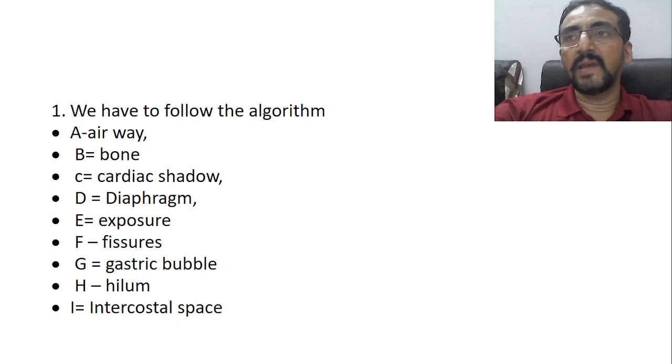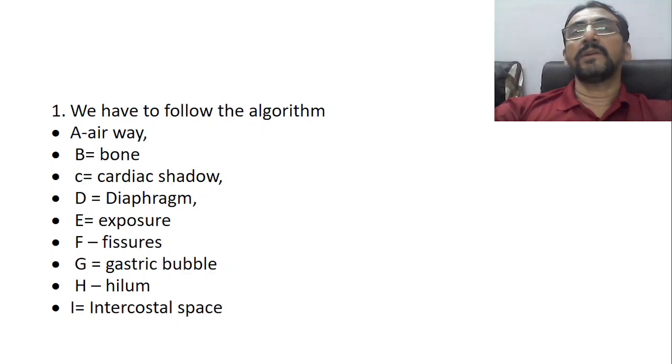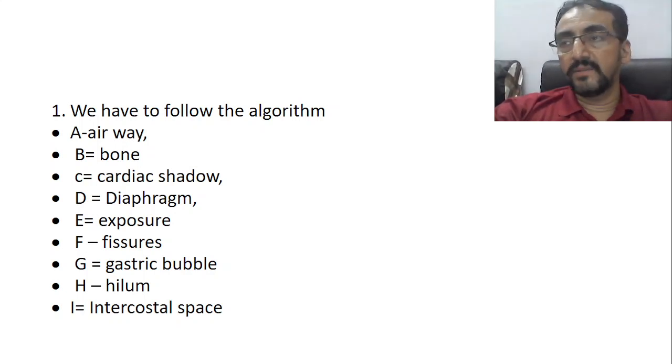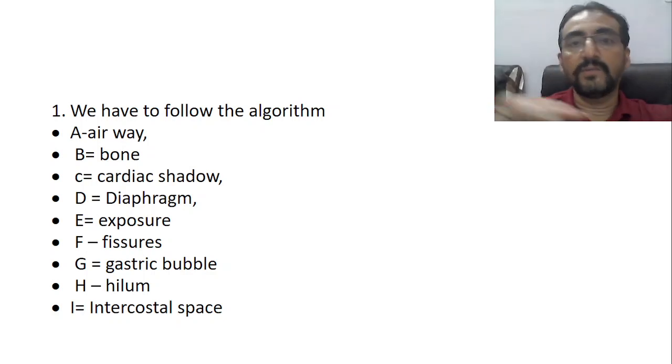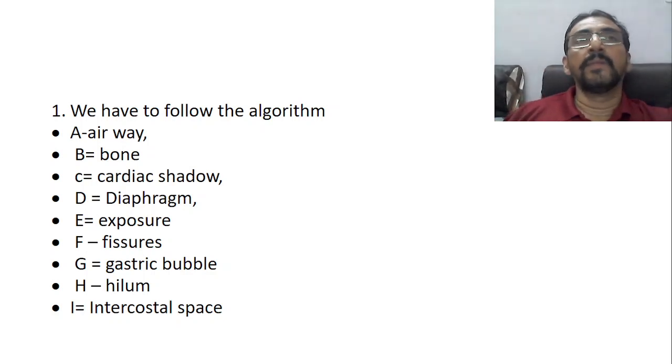You have to look into the airway. Airway means bronchus, trachea, bronchial trees, bronchovesicular marking. Then B stands for bone. The chest also contains so many bony portions. There are ribs, there is sternum, there is clavicle, and there is also vertebra on the posterior side. So many bones are there. So you need to identify whether the bones are visible or where actually they are.